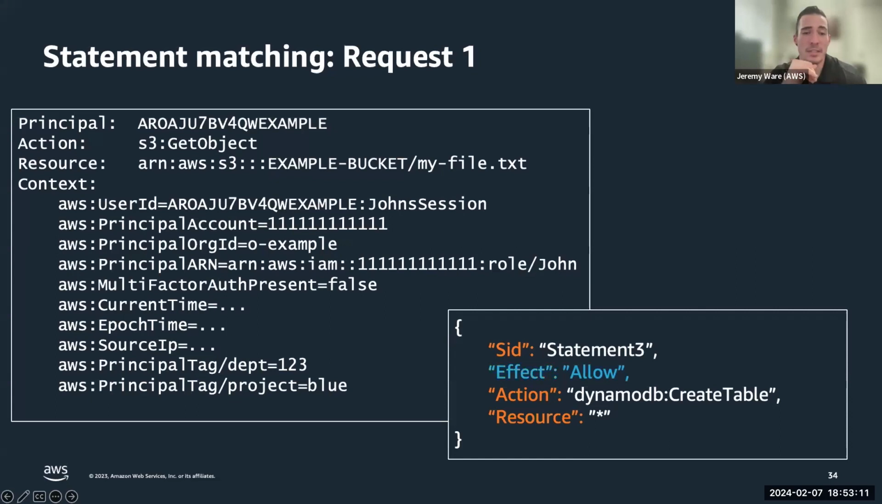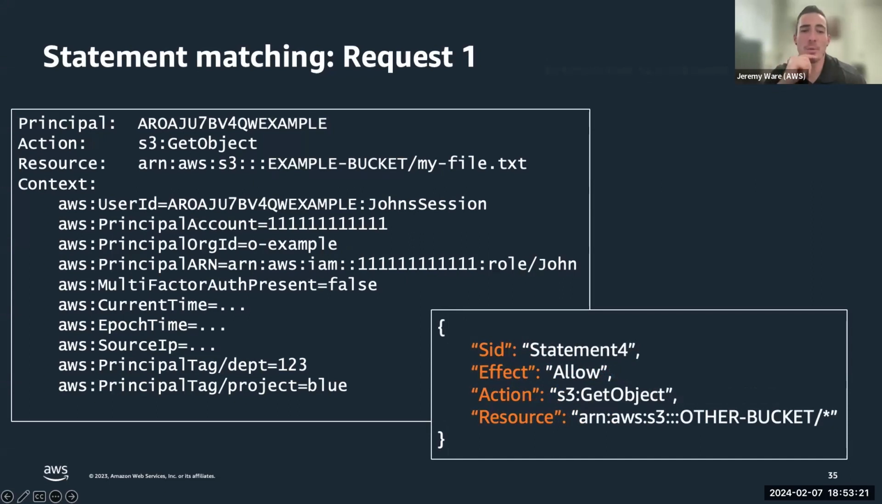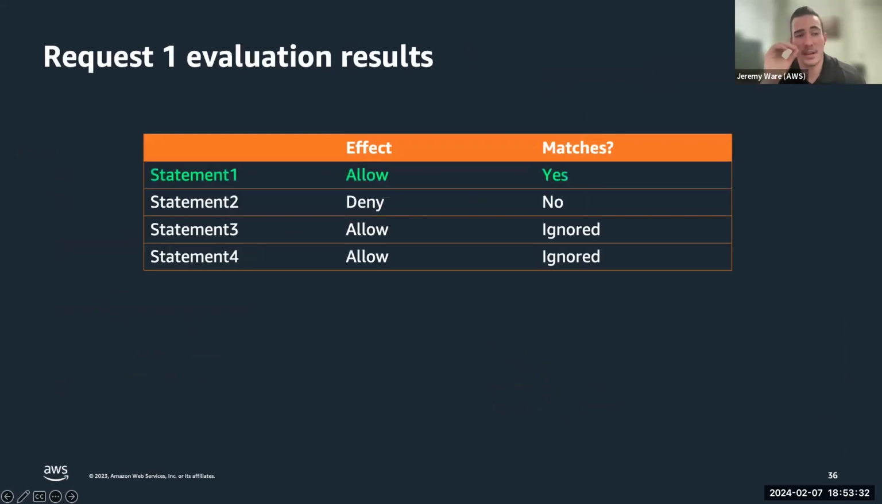Third statement is an effect allow, but it's for DynamoDB. It's not related to the service or the resource that we're calling, nor the action. So we can throw that one out as well. And lastly, we have statement 4, which is allow S3 get object on other buckets. While we have an allow, it's for a totally different bucket and file, so it doesn't really apply here. So we can ignore that one as well. So at the very end, we have statement 1, which allows and matches. Statement 2 doesn't apply, and statement 3 and 4 can also be ignored. So this request would be allowed.